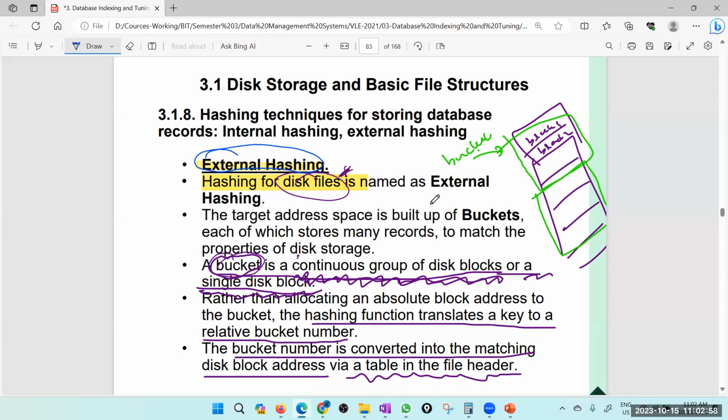So here the advantage is, since we have multiple blocks in a bucket, there's a lesser chance of collision. So your hash function says bucket 1, and now your bucket 1 has bigger storage. But the disadvantage is you have to look through multiple blocks because your bucket has multiple blocks. So that is called external hashing.